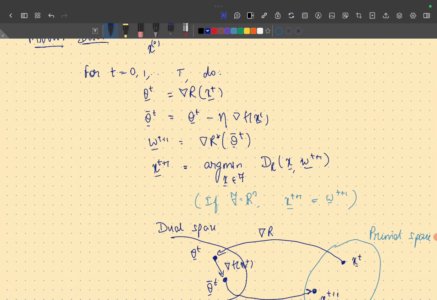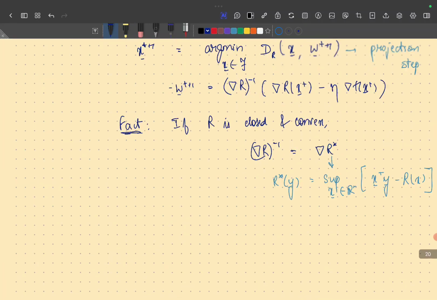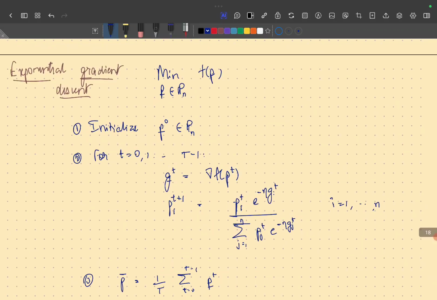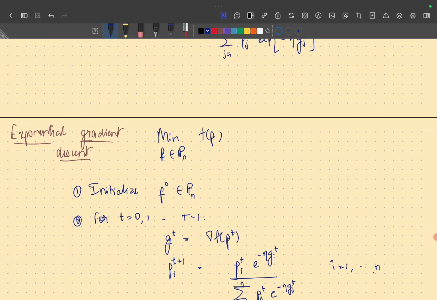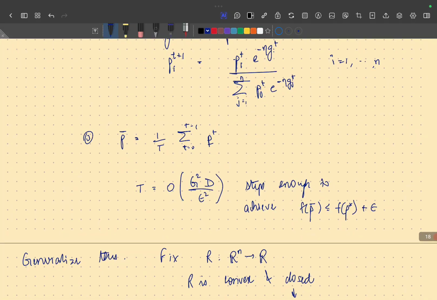You want to minimize f. So if you go back to what we saw in the previous class, we took R to correspond to the negative entropy, which gave us dR to be the KL divergence. If I took dR to be the squared L2 norm, then I would just get standard gradient descent. So depending on how I choose R, I get a family of mirror descent algorithms.